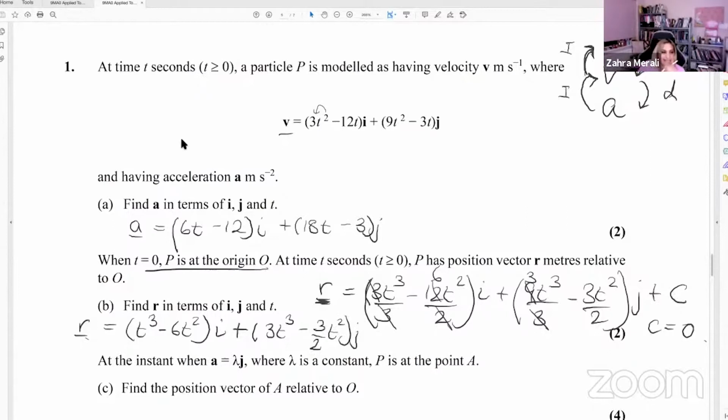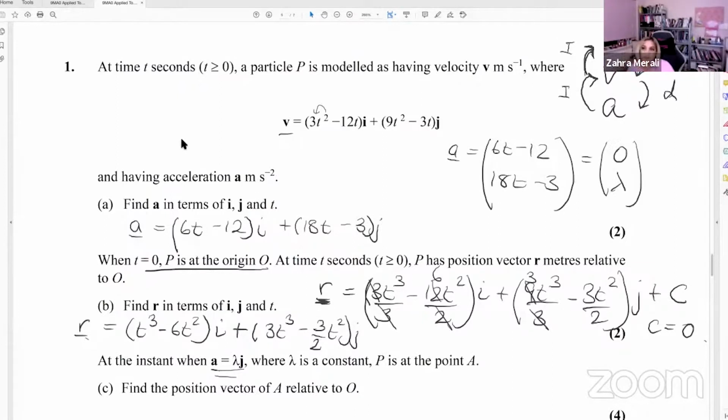And then we get told at the instant when a equals lambda j, find the position vector. So we already found a, and remember for some things, it might be easier to write it in column form. So we've got 6t minus 12 and 18t minus 3. And we're saying when this equals 0, lambda. So 0 i's and it's just lambda j's. So if we take the top bit, we've got 6t minus 12 equals 0. So t equals 2.